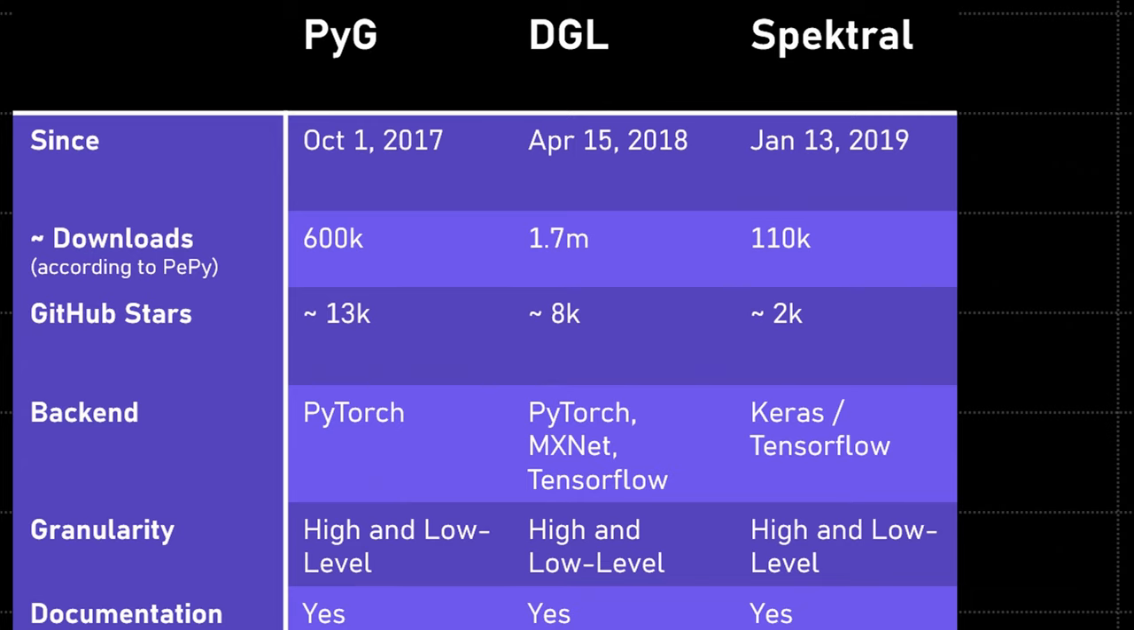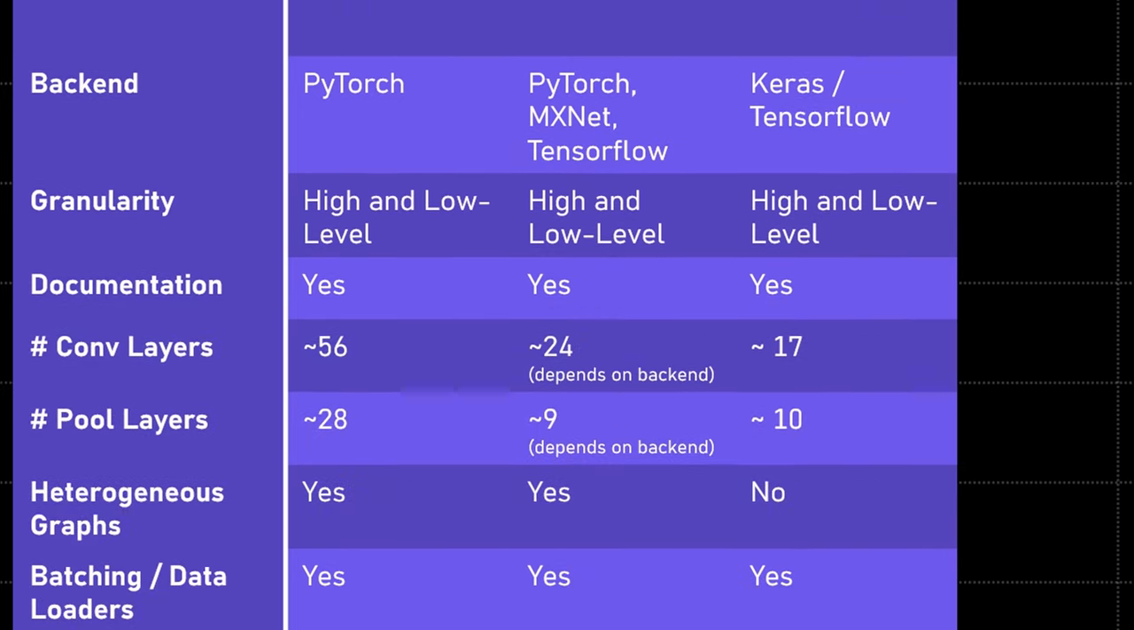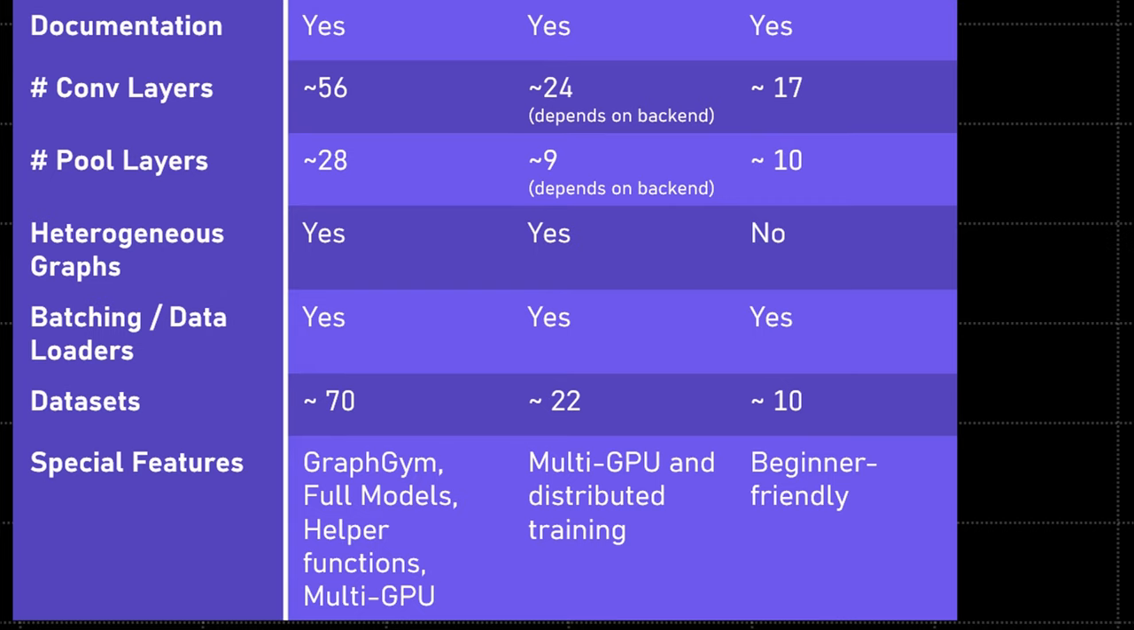Spektral was founded in 2019, has around 110,000 pip downloads and 2k GitHub stars. It uses a Keras backend and can be used in a high and low level fashion. The documentation is very straightforward and there are 17 convolutional layers and 10 pooling layers listed at the moment. I haven't found support for heterogeneous graphs and again it's not really suitable for edge level prediction tasks. There are different data loaders available, but those are very basic, so if you plan to do more complex sampling, it will most likely not be supported. Finally, there are currently 10 datasets included in the library, and the special feature is that it's extremely beginner-friendly.